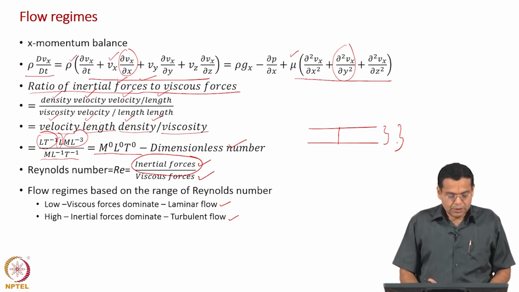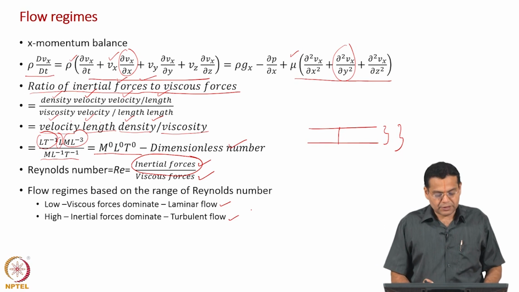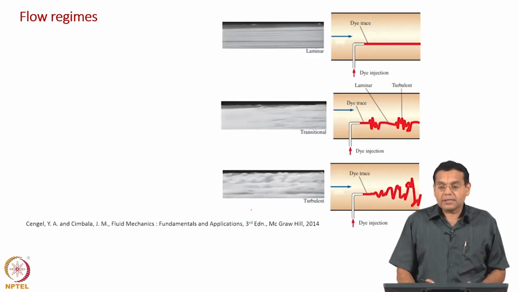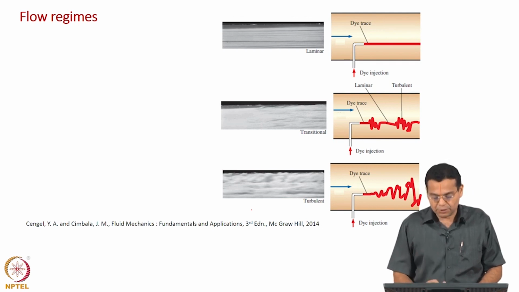So, at low Reynolds number we have a laminar flow, at high Reynolds number we have turbulent flow, and viscous forces dominate at low Reynolds number, inertial forces dominate at high Reynolds number, which means in laminar flow we have viscous forces dominating, in turbulent flow inertial forces dominating. Now, what are we going to discuss now? What are the characteristics of the flow? We said different flow characteristics prevail in different flow regimes, and that is what is shown here.